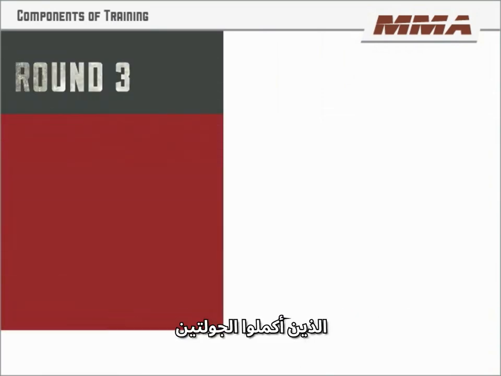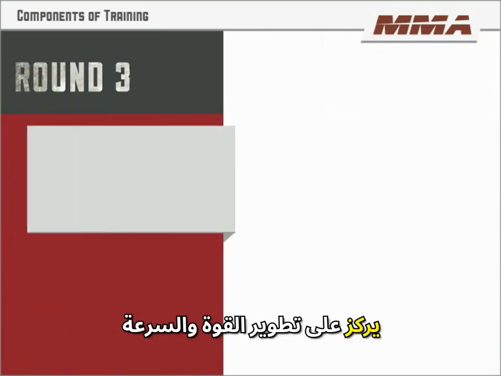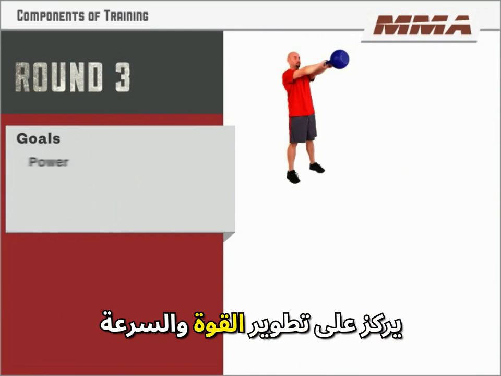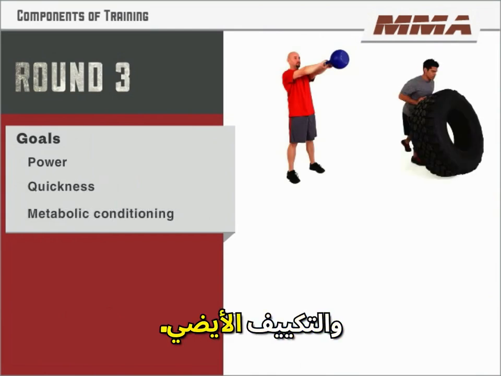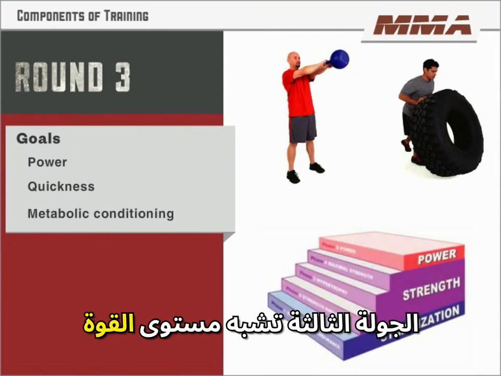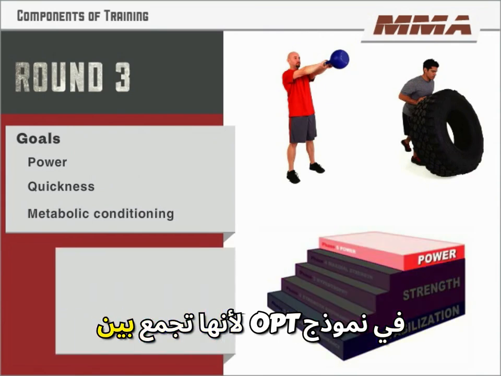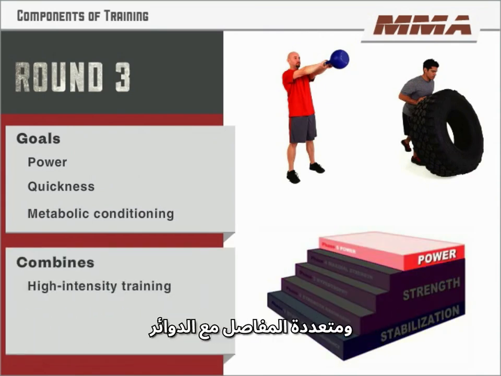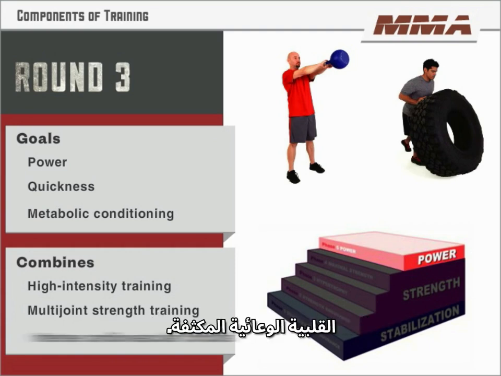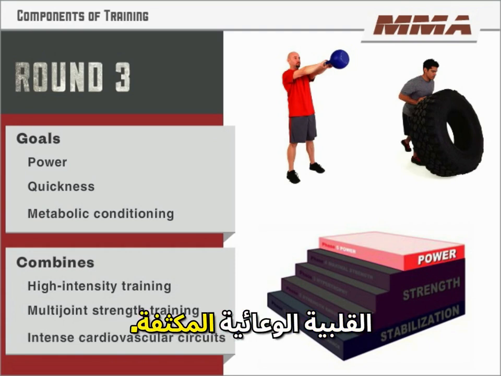Round 3 is for clients who completed Rounds 1 and 2. It focuses on developing power, quickness, and metabolic conditioning. Round 3 is similar to the power level of the OPT model because it combines high-intensity and multi-joint strength training exercises with intense cardiovascular circuits.